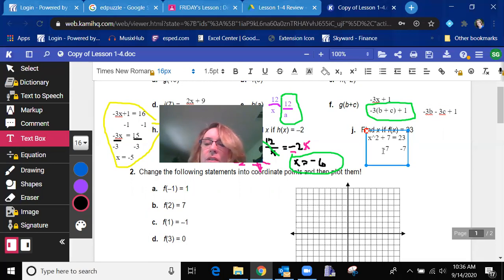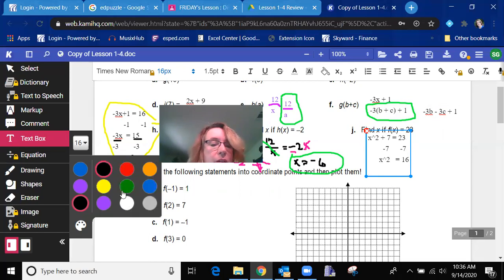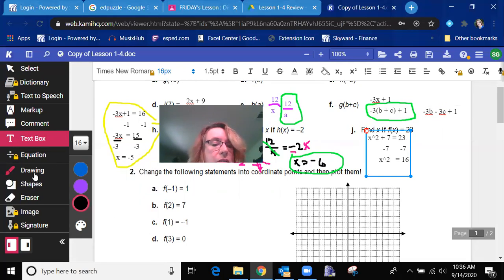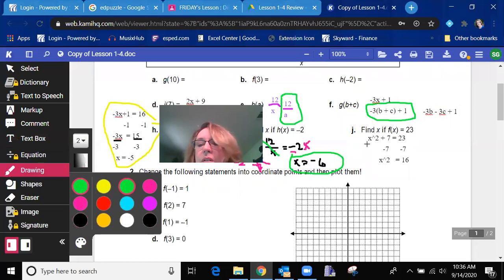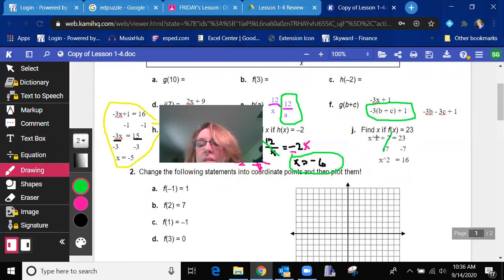Now the plus 7 and minus 7 go away. So what I still have is x squared equals 16. These 7s have canceled out, so my x squared drops down.